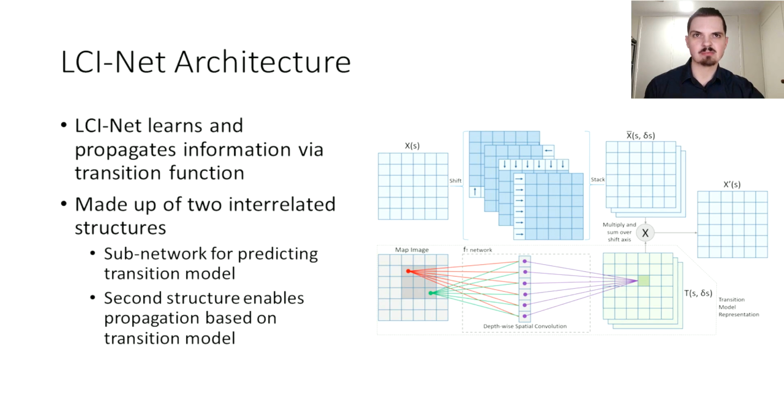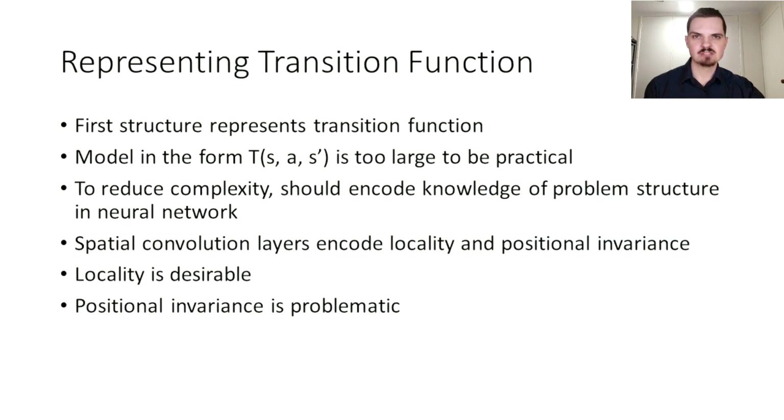LCI-Net is a neural network module that learns and propagates information via the transition function f_T. It is made up of two interrelated structures. The first structure represents f_T and embeds a representation suitable for robust learning, which enables the results of learning to transfer across different tasks in the task domain and generalize beyond the training set.